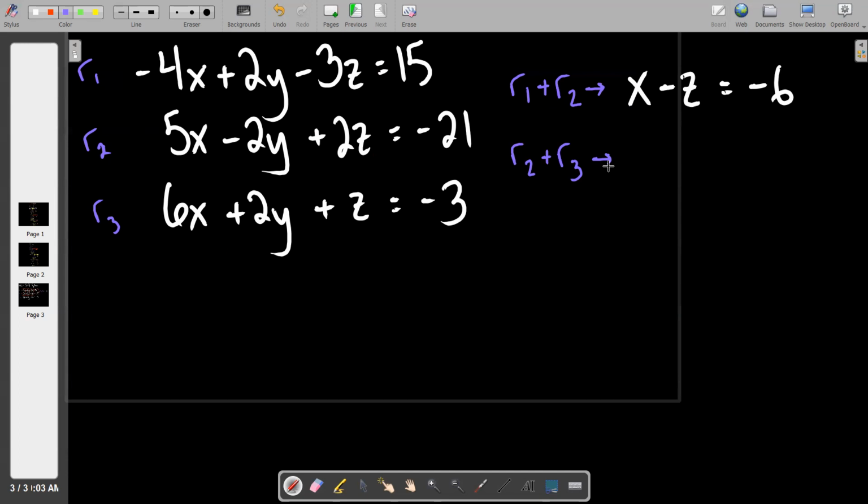Okay. So when we add row 2 and row 3, how many x's do we get? Good. And you just have to stay focused on these. So we have 11 x's. Okay. And then add your y's together. How many do you get? None, right? How many z's do you get? Good. And then add your constants together. Good. And I would say at this point that probably looks familiar to you.